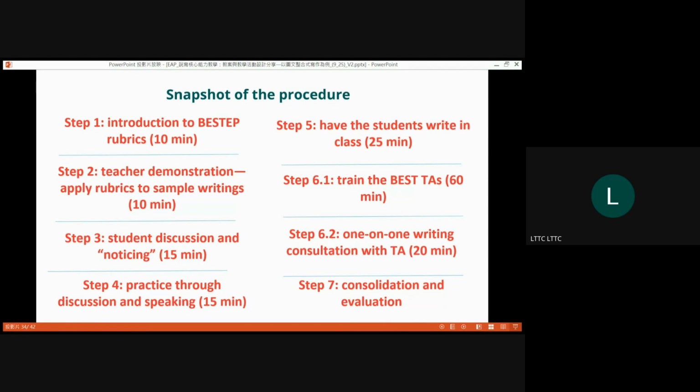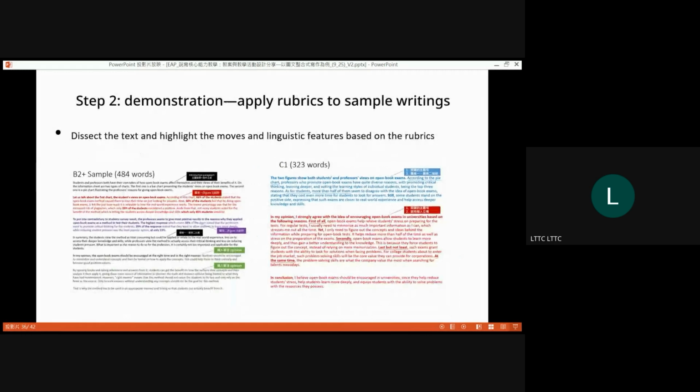And the next part, I will do a teacher demonstration. Because I have sample writings from the website, I will apply the descriptors from the rubrics to analyze the text and point out the moves, the transitional phrases and the structure. I will ask them to look at it, and I will demonstrate how to analyze it.